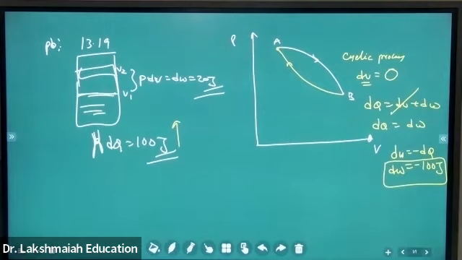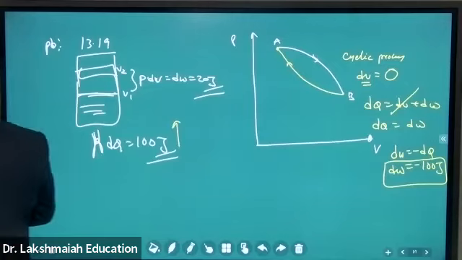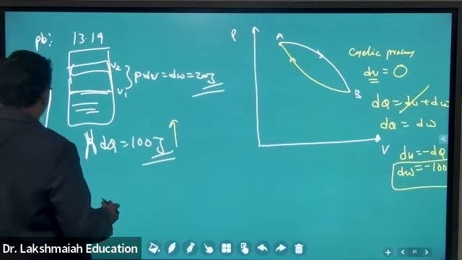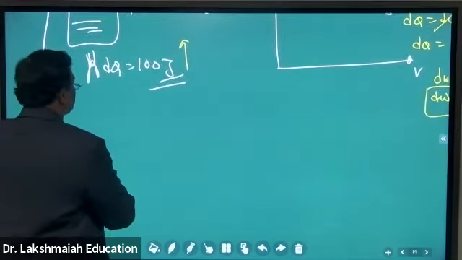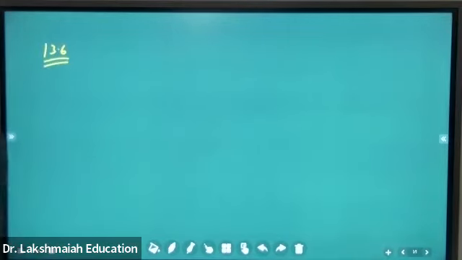Keshav. Okay, sir. Right. Next, we do some problems on this. From the beginning onwards, we'll do some problems. See, I'll tell you the question number. Question number 13.6. Take question number 13.6, please.